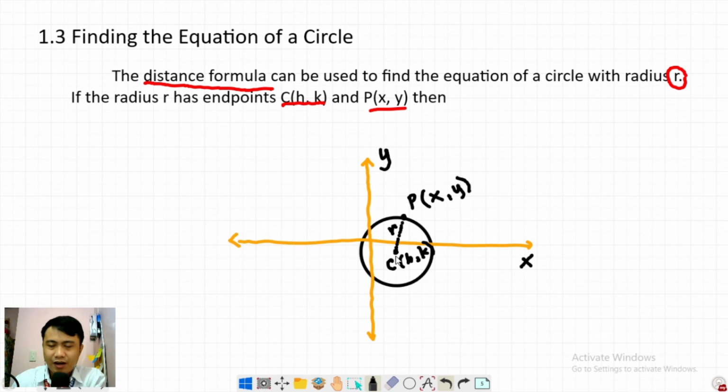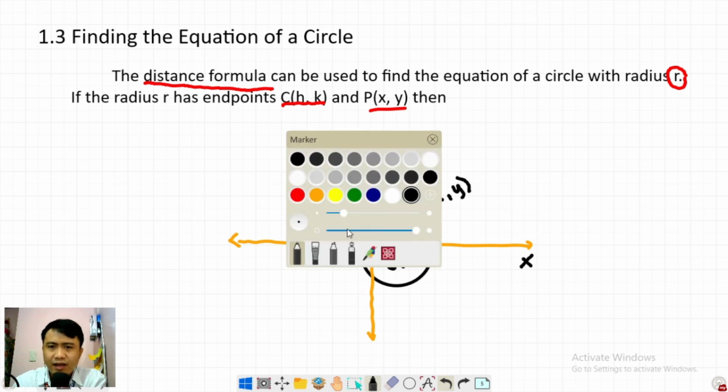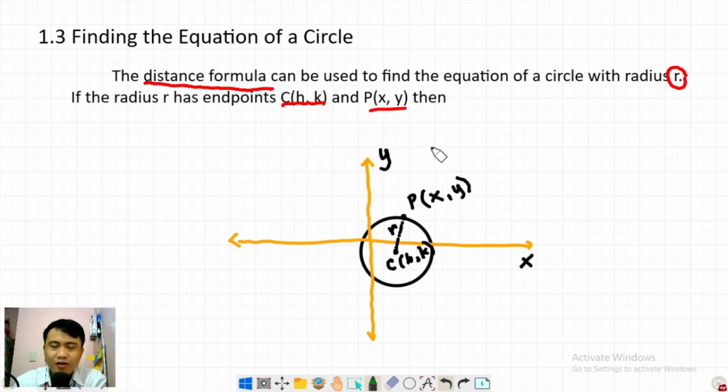Okay, so suppose these are our center (h, k) and a point (x, y). And the distance between the center and the point is the r, the radius. And we're going to derive the equation of a circle using the distance formula. So, sir, ano ba yung distance formula na yan? Sa mga hindi na nakakaalala, ano ba itsura ng distance formula? Distance formula is a formula for us to get the distance between 2 points.